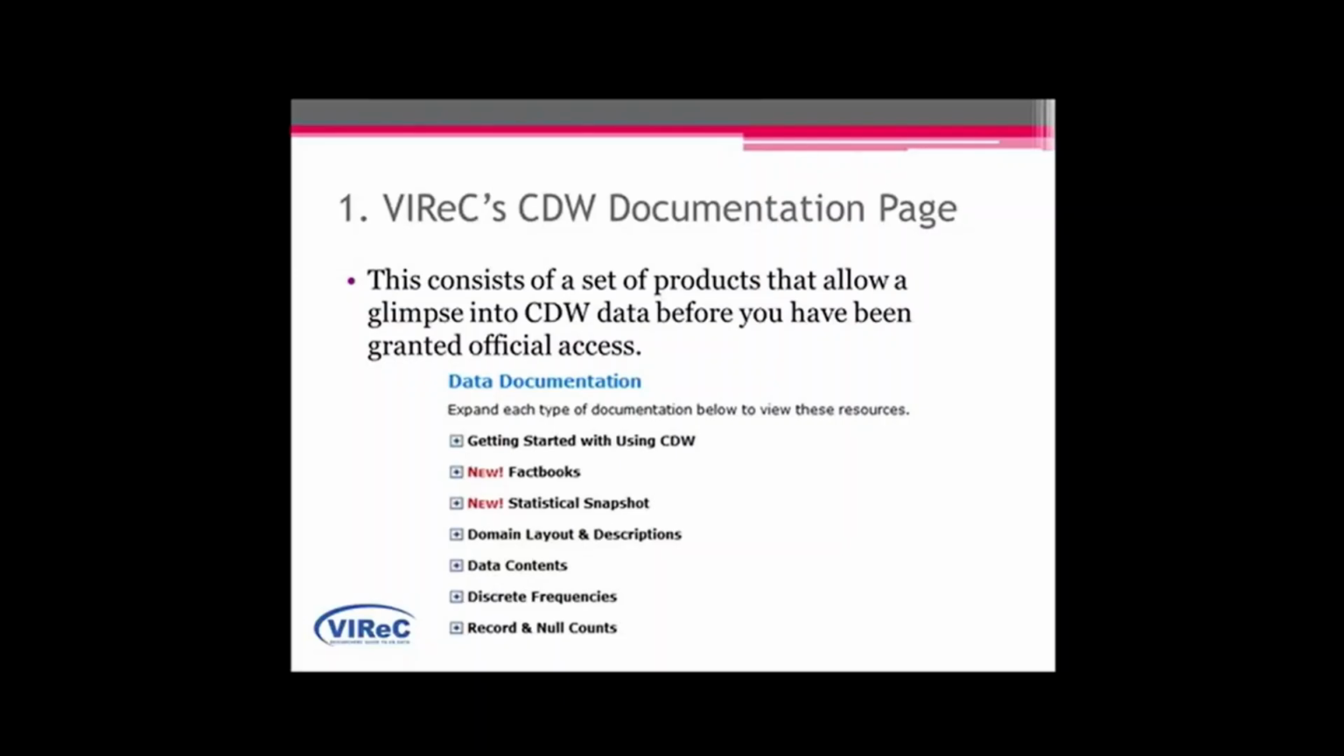Second, you see the factbooks, which are documentation of the content found in domains. Obviously, we are still working on this set of factbooks, and it only includes some domains, as you'll see in a second. The third one is a new series called Statistical Snapshots, and we have the first statistical snapshot in there. We'll take a quick look at it. And then you see domain layout and domain descriptions, and then following that, what we refer to as sets of data summary tables. So we'll go through that, and we'll start with factbooks.